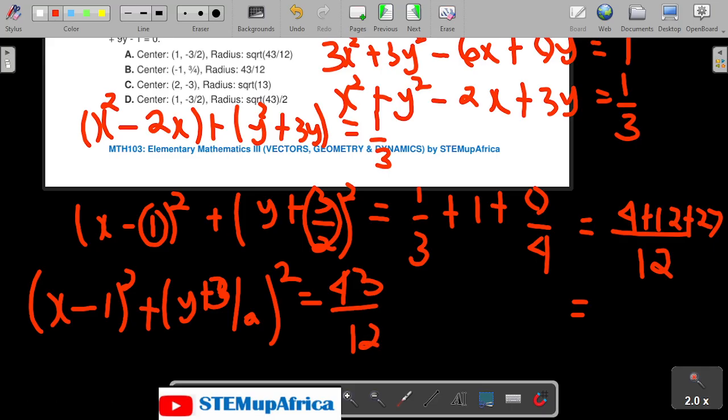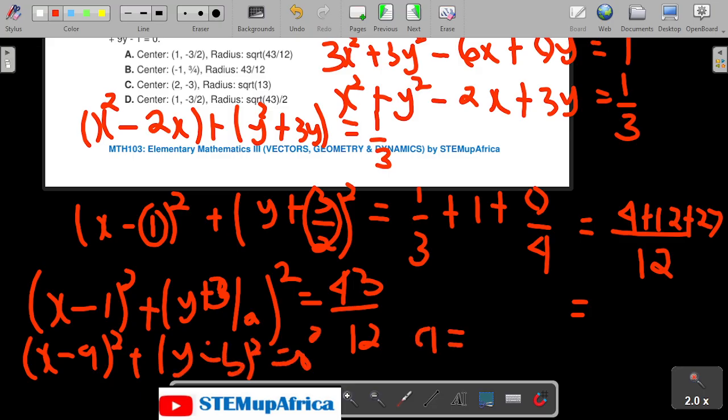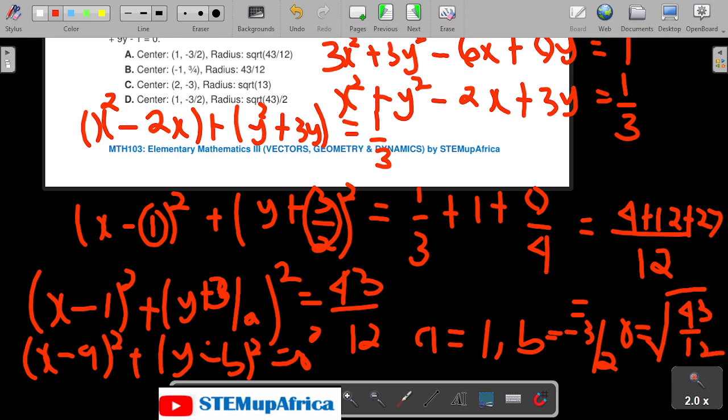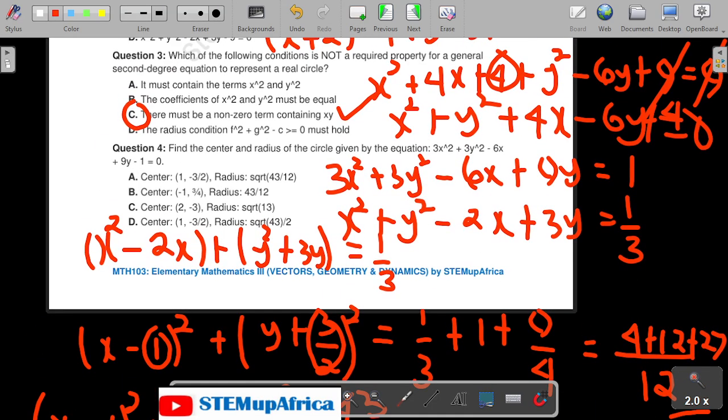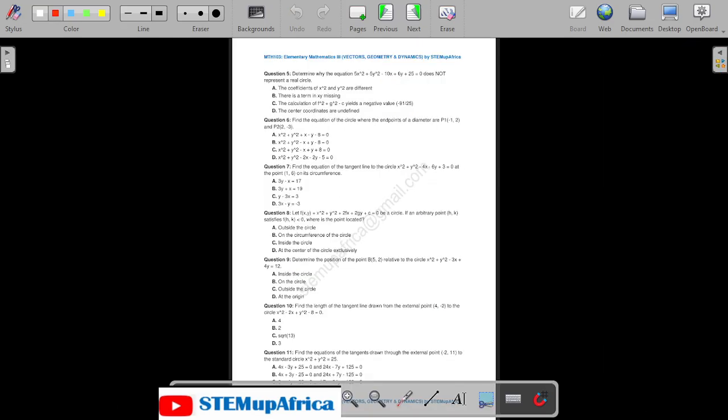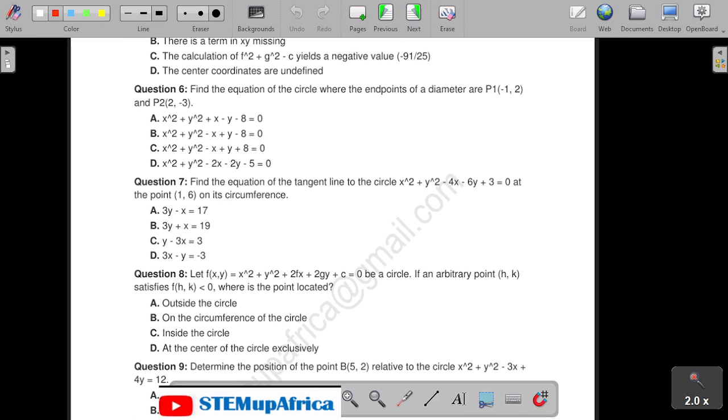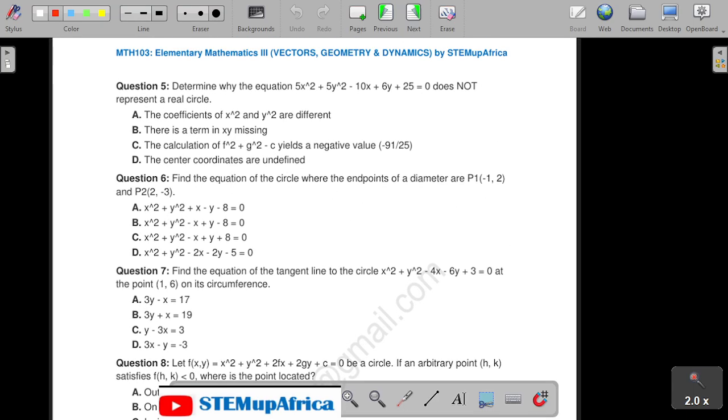So the center now, if I compare with the equation of a circle, (x minus a) squared plus (y minus b) squared equals r squared, my a is 1, my b is minus 3 over 2, and the radius is the square root of 43 over 12. So I'm having 1 comma minus 3 over 2, and square root of 43 over 12, which is option A. So let's go to question 5.